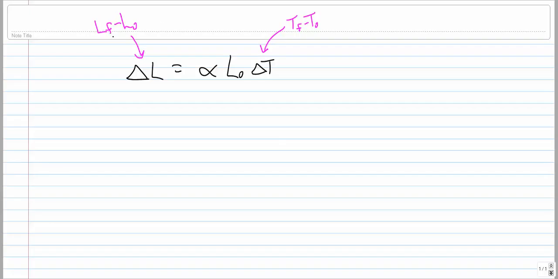Okay, we have already seen this equation, but I wanted to remind you of what the deltas mean. Delta just means change in. In other words, final minus original, so that could be used for the length, and final minus original, and that could be used for temperature or whatever. These deltas show up all over the place. It's just a shorthand way of writing the change in something.